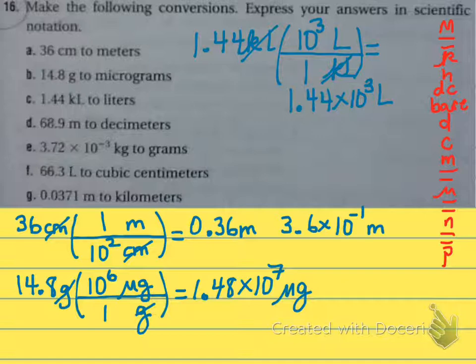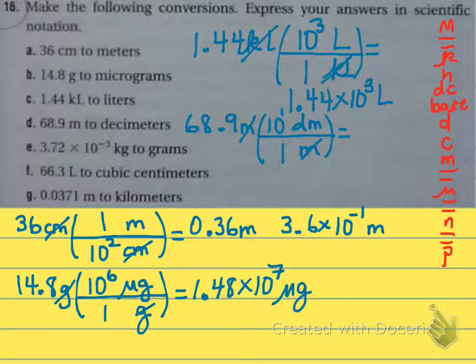Letter D, 68.9 meters to decimeters. Meters go in the denominator, decimeters go in the numerator. Again, a meter is larger, so I make it 1. And that's my base, so I'm only moving by 1, so I'm just going to have 10 to the 1st, or 10.